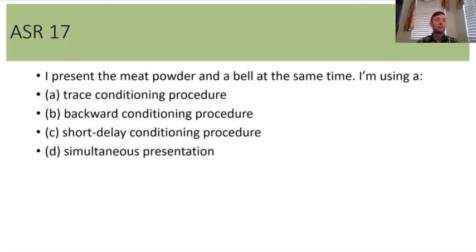ASR 17, I present the meat powder and a bell at the same time. I'm using a trace conditioning procedure, A, backward conditioning procedure, B, short delay conditioning procedure, C, or simultaneous presentation, D. A couple more seconds. Alright, I'll close the poll, and the answer here is D, simultaneous presentation.